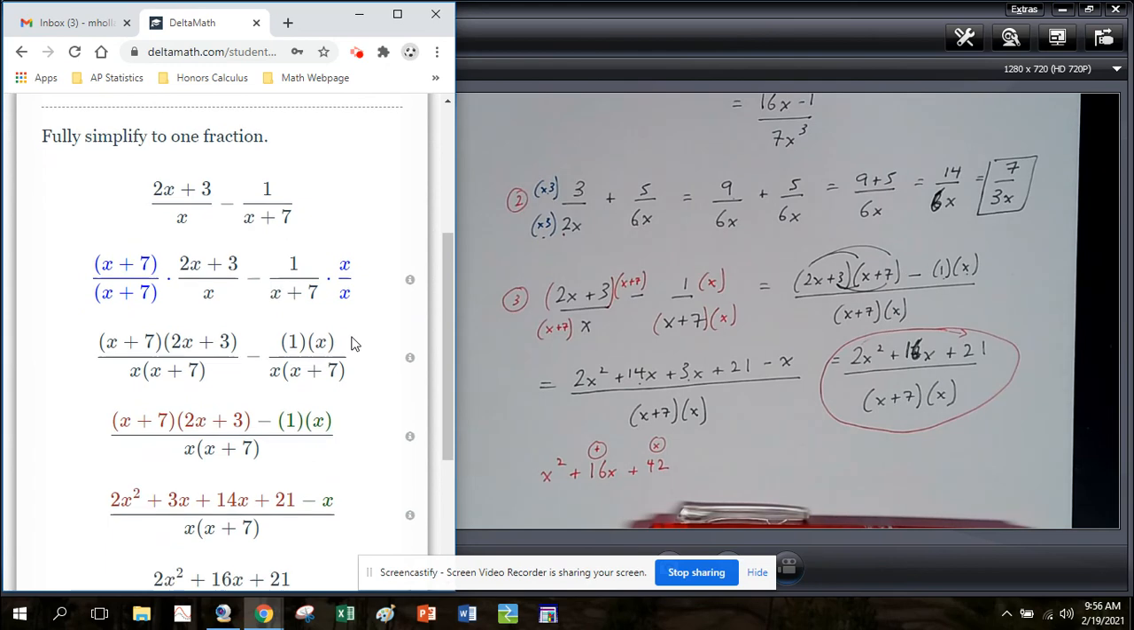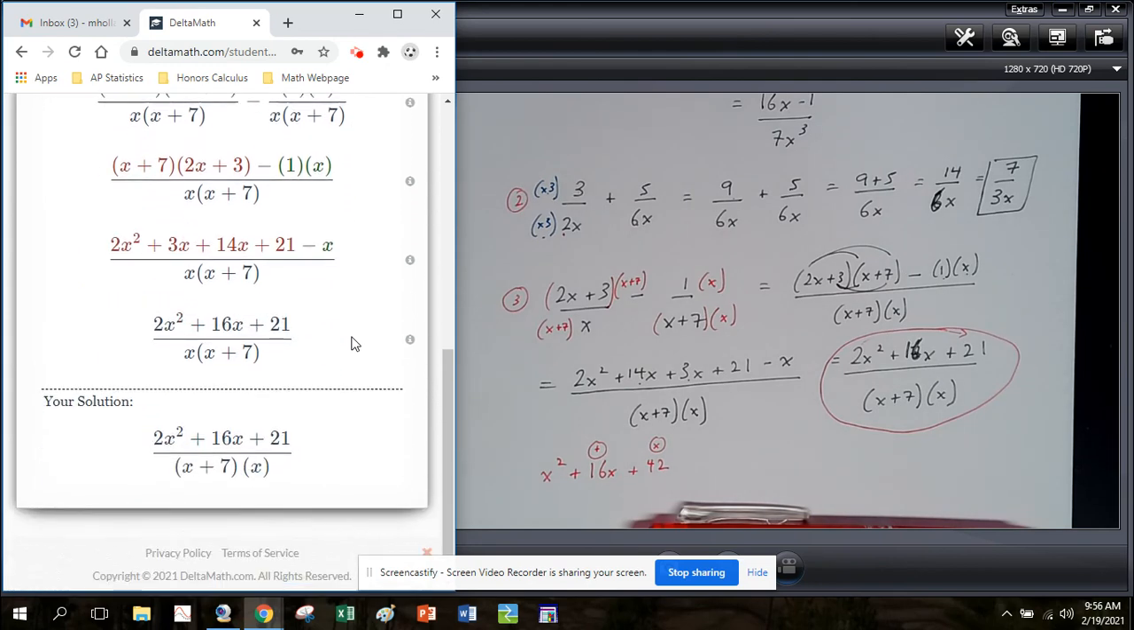All right, and as you can see, they do it very much in a similar way on Delta Math. So if you get stuck, you can always look at their examples too. Anyway, hope this helps. These are not the most straightforward questions to do, so I would expect you to ask your teachers to try and help you with individual questions, okay?